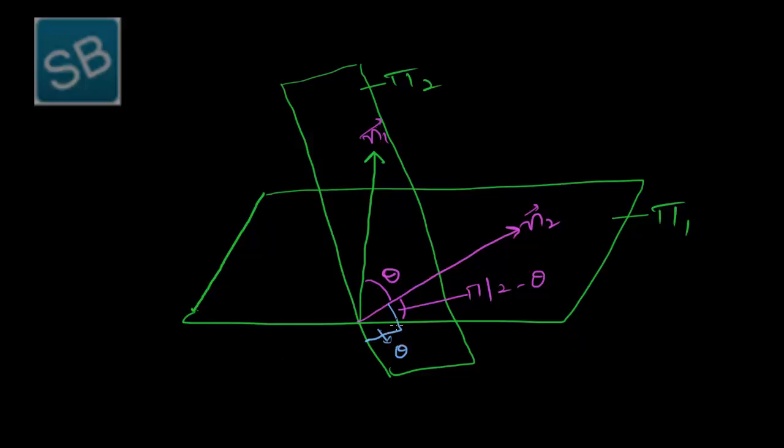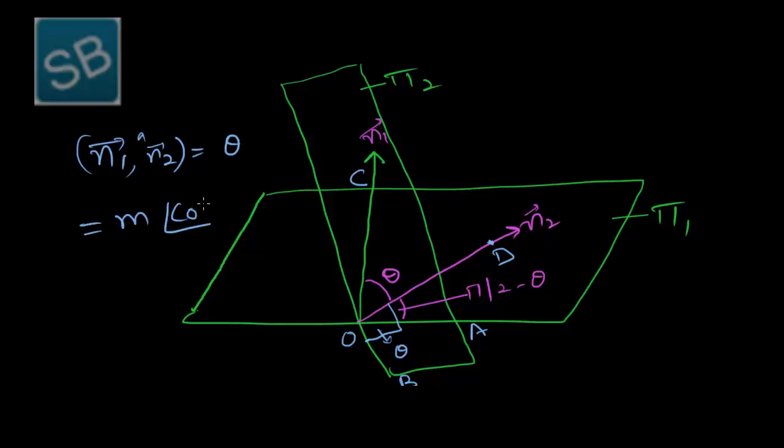So from above it is clear that if we name this point C, this point O, this point B, this point A, and this point, any point here, D, then the angle between two normals is theta, that is the measure of angle COD. From the diagram it is very clear.